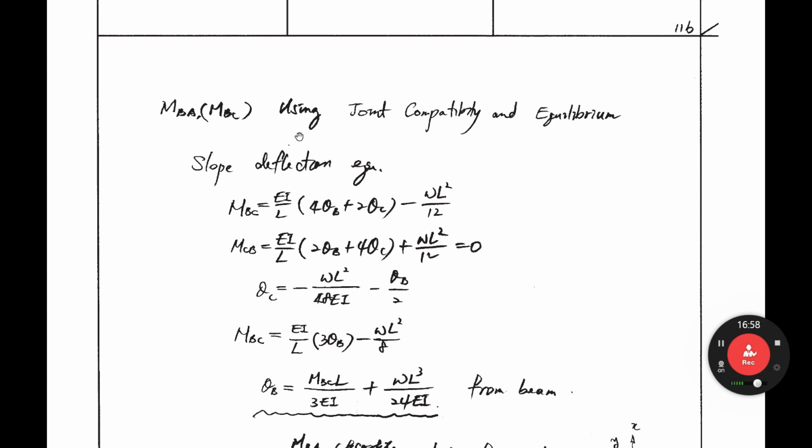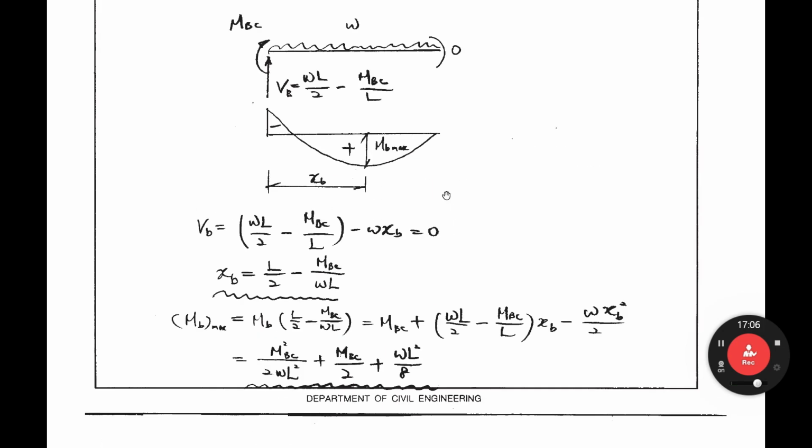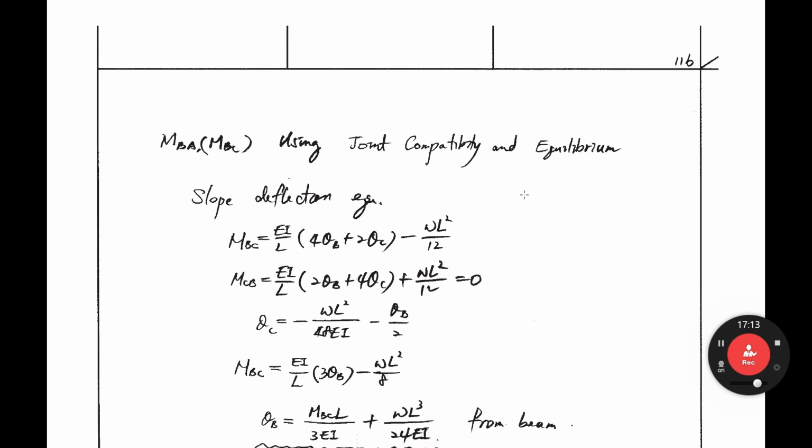Let's look at the slope deflection equation. MBC, against the beam, means this one. Because there is no axial force, we can write the slope deflection equation in a simple form: EI over L times 4 theta B plus 2 theta C, plus the fixed end moment, minus omega L square over 12. Yeah, counterclockwise fixed end moment.